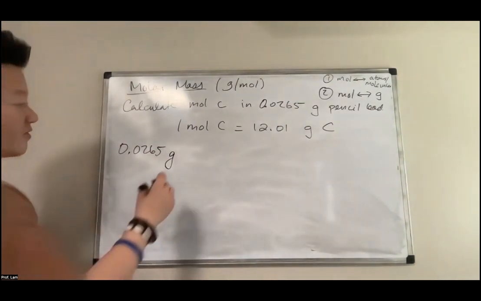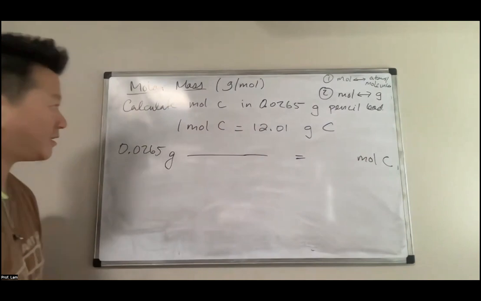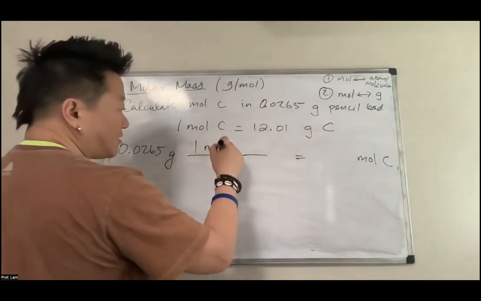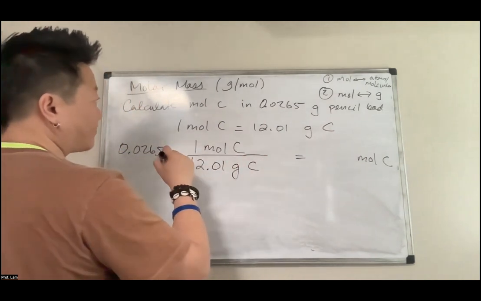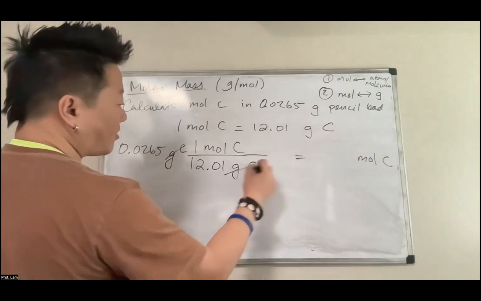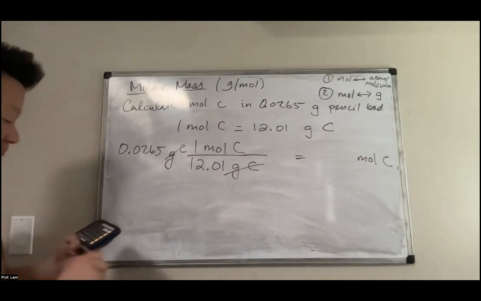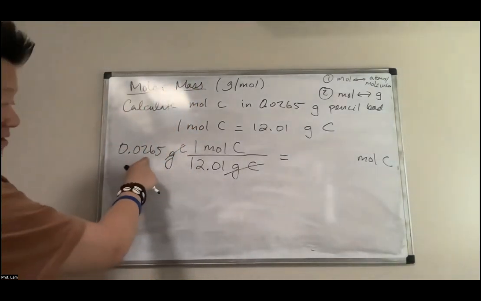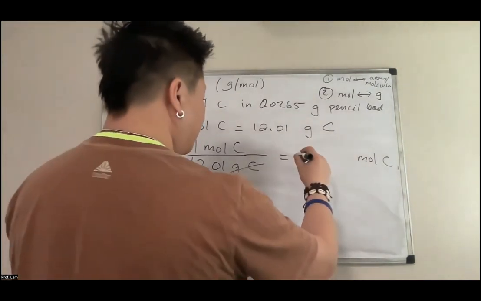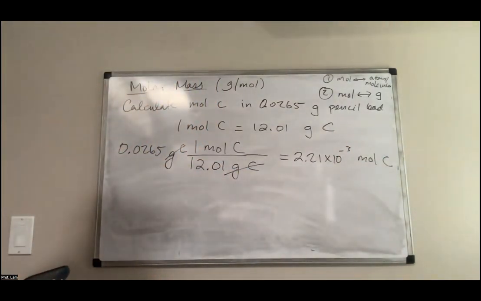So I have 0.0265 grams. I'm going to make a division line, and we are asking how many moles of carbon that is. So what's going to go on top? What's going to go on bottom? Moles have got to go on top. 1 mole of carbon over 12.01 grams of carbon. Grams of carbon will cancel. And we're going to punch in 0.0265 divided by 12.01. That's going to give us, and how many sig figs, guys? This is 4 sig figs. This is just 3. These zeros don't count. So I have to round to 3 sig figs: 2.21 times 10 to the minus 3 moles of carbon.